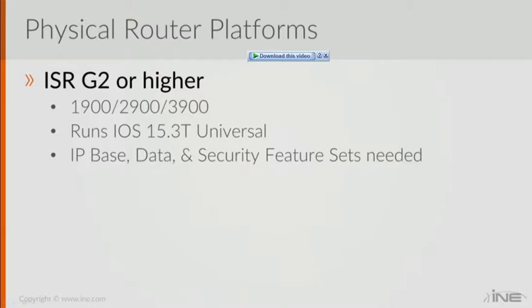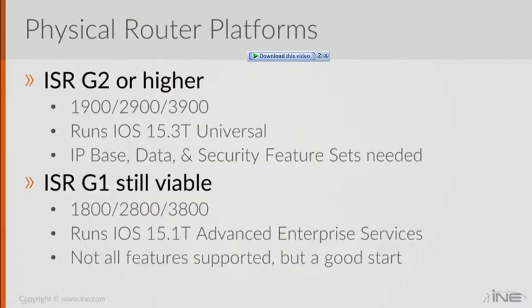The other option is ISR G1. If you have 1800s, if you have 2800s, don't throw them out. There's still a lot of features that you can run on them. So officially, these boxes support up to 15.1T. If you're running these, the feature set you want to run is Advanced Enterprise Services. It's not going to support 100% of things, but it's going to be a really good start.